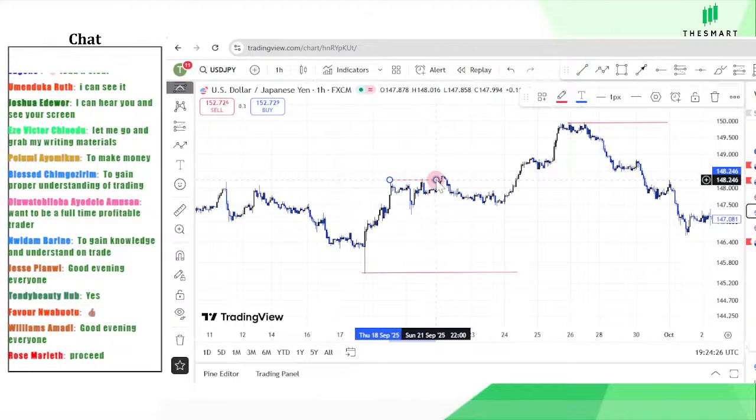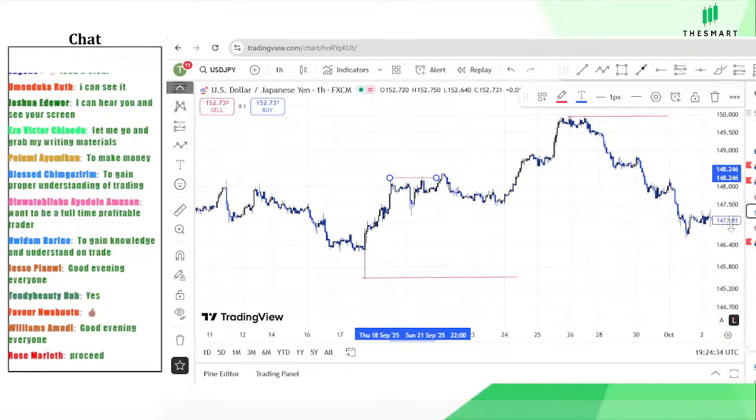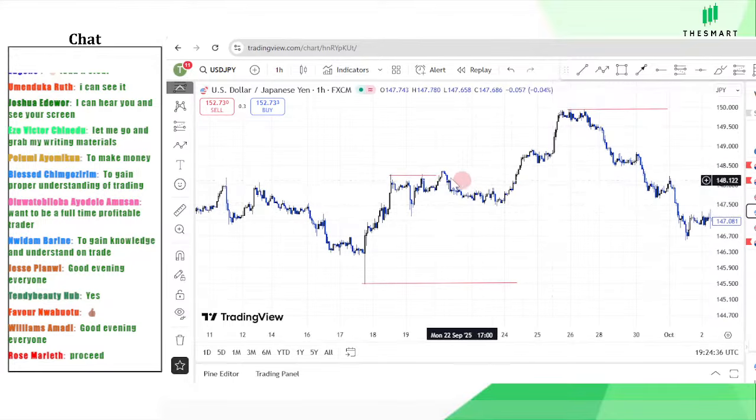What did you see? After we had this high, the market pulled back down before coming to break it at this point. Breaking it at this point gave us a new high. Take your mind back to the diagram I drew, so you don't miss out. We now have this new high.